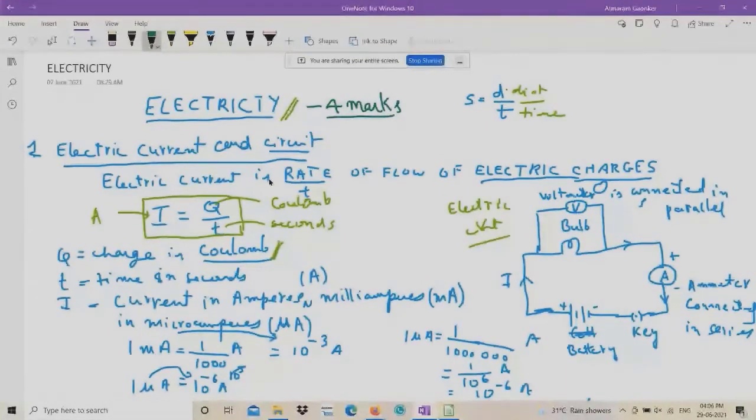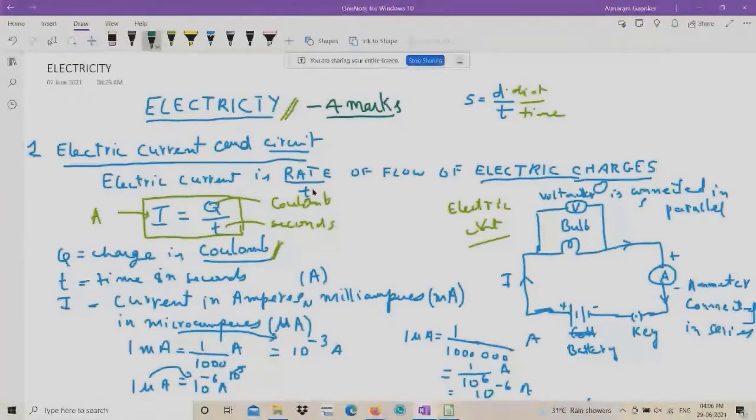Electric current is defined as the rate of flow of electric charges. And you know there are electric charges, meaning positive and negative charges. These charges, the electrons, move, and that movement is called movement of electric charges. At what rate these electric charges flow, that is defined as current. So electric current is the rate of flow of electric charge.